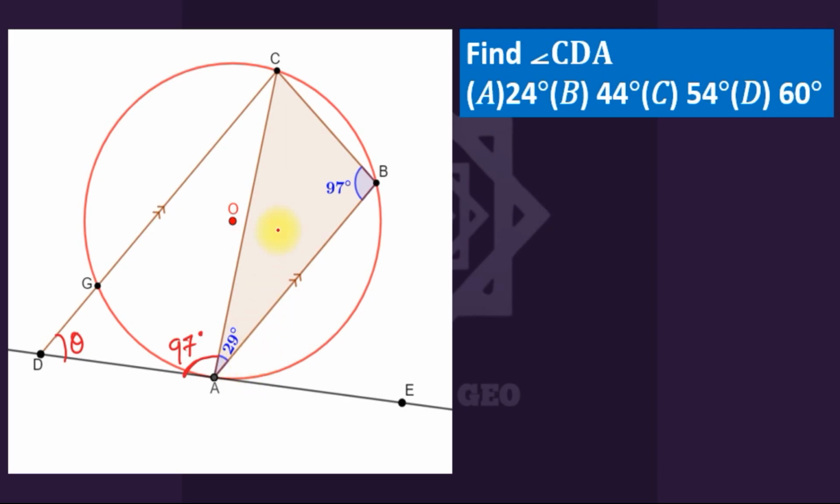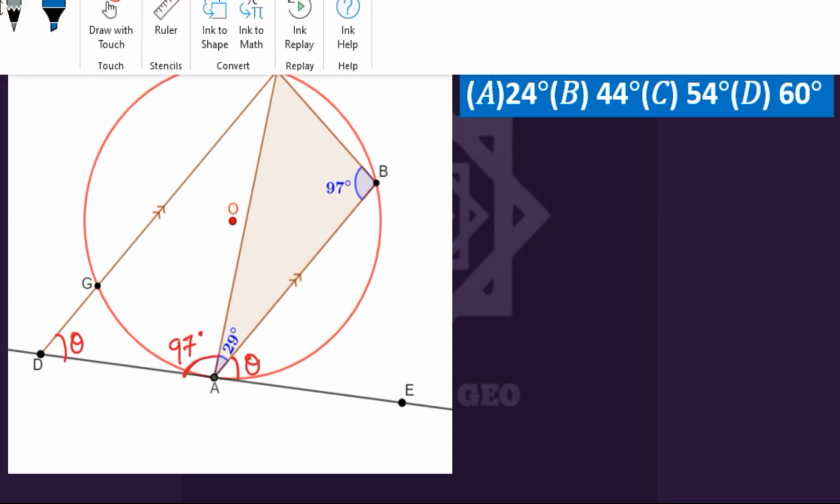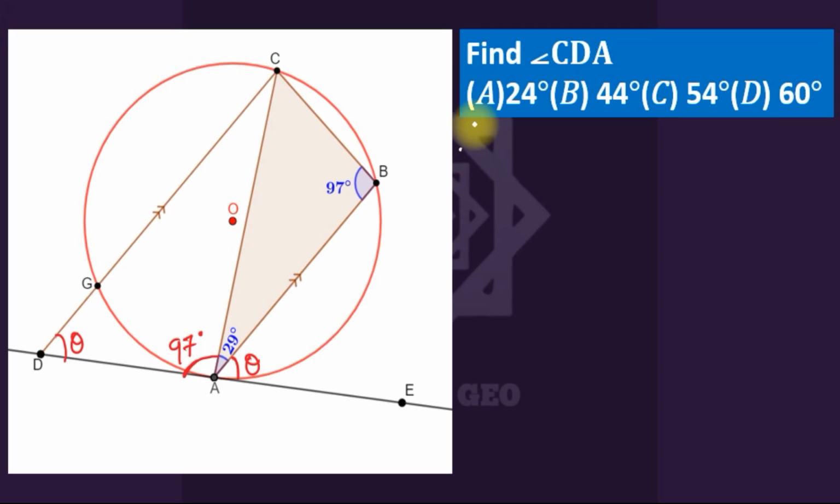And as you can see, line AB is parallel to DC. Since they are parallel, DA acts as a transversal. So this should be theta by corresponding angle. So we are done. We can finish up the solution.